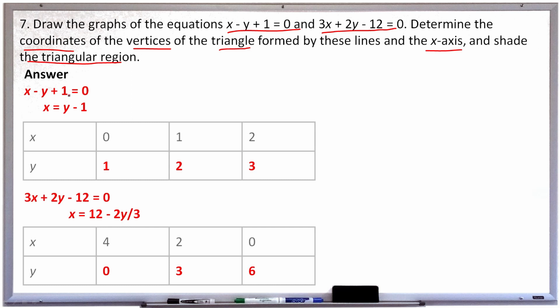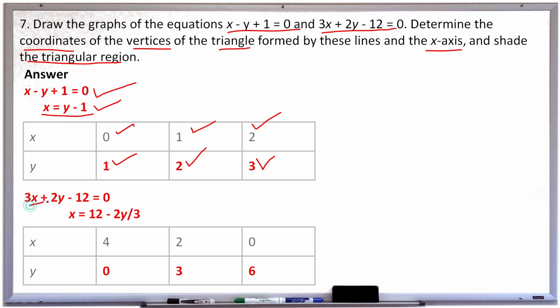First take the given equation, x minus y plus 1 is equal to 0. You can write this equation in terms of x, so you will get the value of y. Put y is equal to 1, you will get x is equal to 0. y is equal to 2, you will get x is equal to 1. y is equal to 3 in this equation, you will get x is equal to 2.